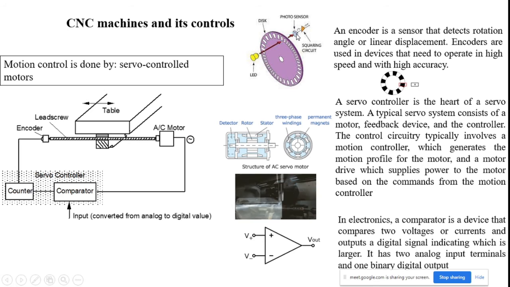The photo sensor detects the signals from the LED. So based on this we can get the data, the presence and absence of these rectangular holes. With the number of holes we can identify the rotation angle, and based on that rotational angle we can identify the linear displacement of the machine tool on the slideways or guideways. So encoders are used in devices that need to operate at high speed with high accuracy.